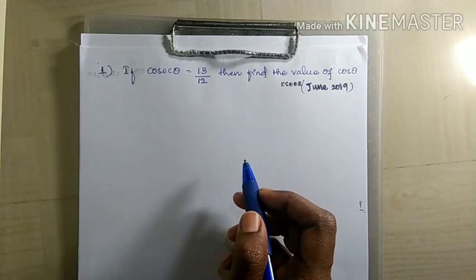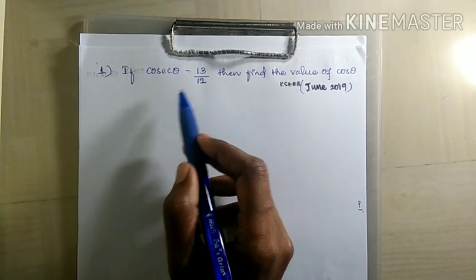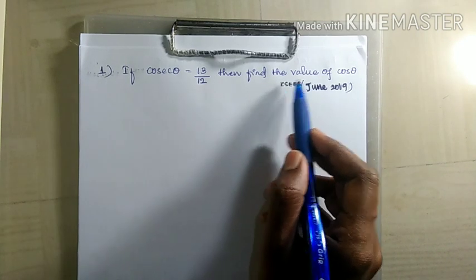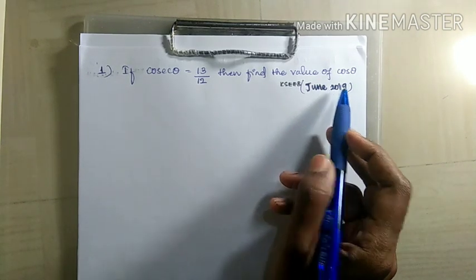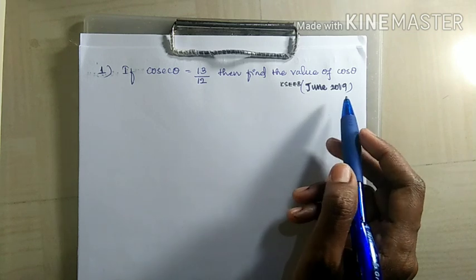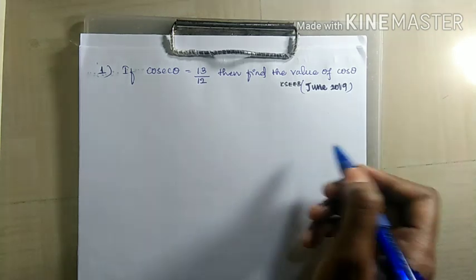So let me go for example number 1. If cosecant theta equals 13 by 12, then find the value of cos theta. This question came in the KSEB June 2019 question paper.